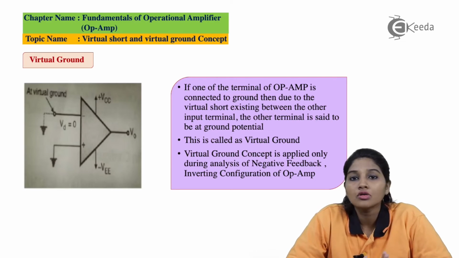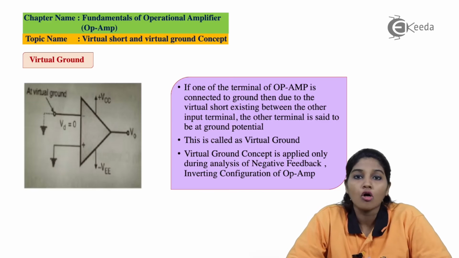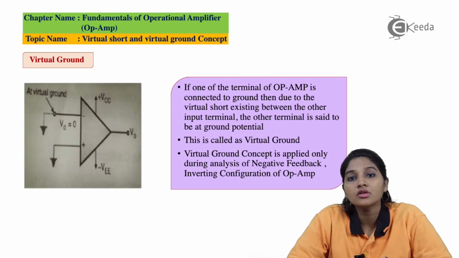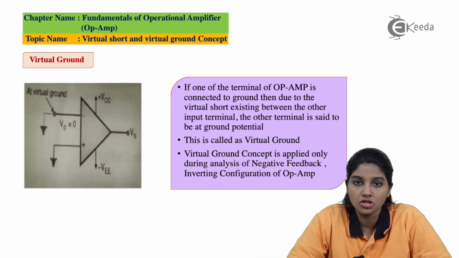So this is about the virtual ground and virtual short concept of op-amp. There is no physical connection between the two terminals, but only due to the high input impedance and high open loop gain, both the terminals are at the same potential. So if one terminal is connected to ground, the other is also connected to ground. That is called the virtual ground concept. And when V1 is equal to V2 is equal to 0, or when V1 is equal to V2, then we can say that the terminals are internally shorted with each other. That is nothing but the virtual short concept.